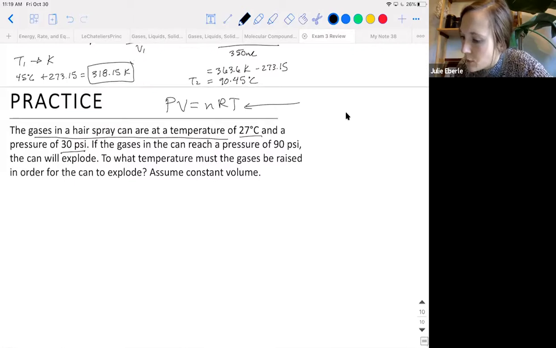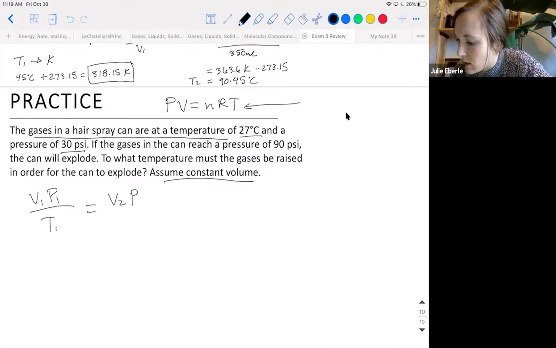All right, this one is Gay-Lussac's law. If we're at constant volume, we take the ideal gas law, P1V1 over T1 equals P2V2 over T2. Assume constant volume, so we're going to just literally remove volume. And we are left with P1 over T1 equals P2 over T2.